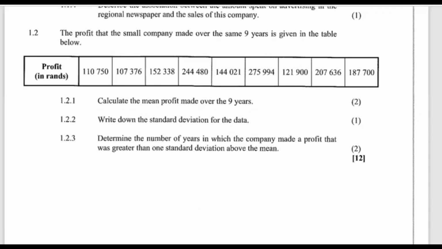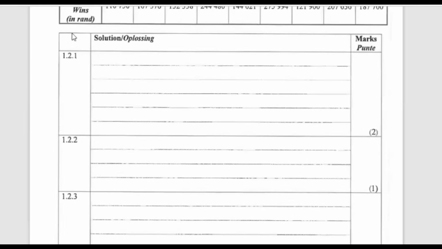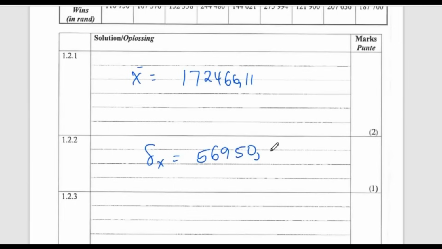So we got our mean. We're saying we got our mean as 172466.11. And then we said the standard deviation is 56950.09. These are the two answers for 1.2.1 and 1.2.2.